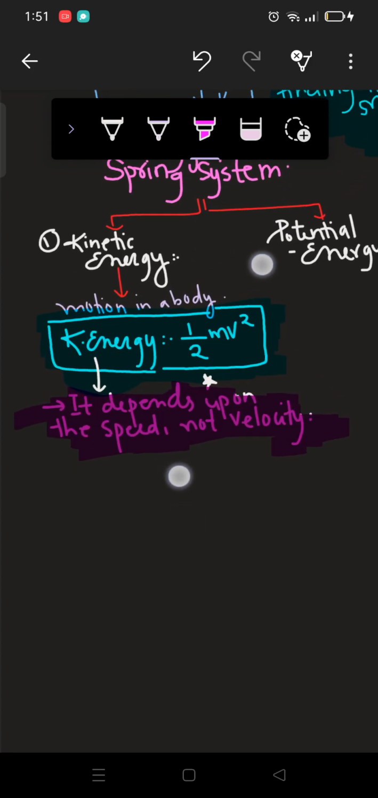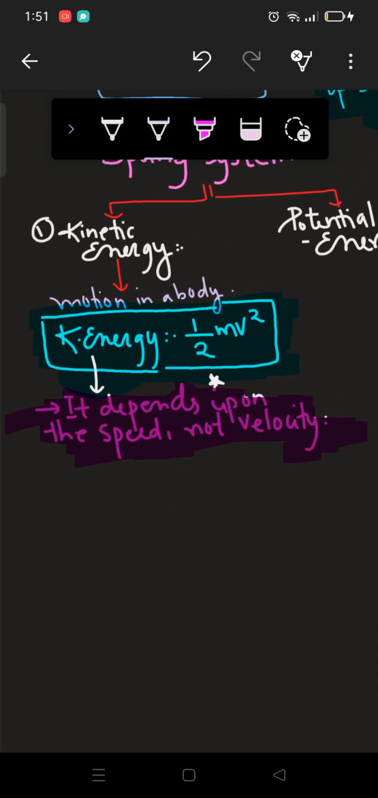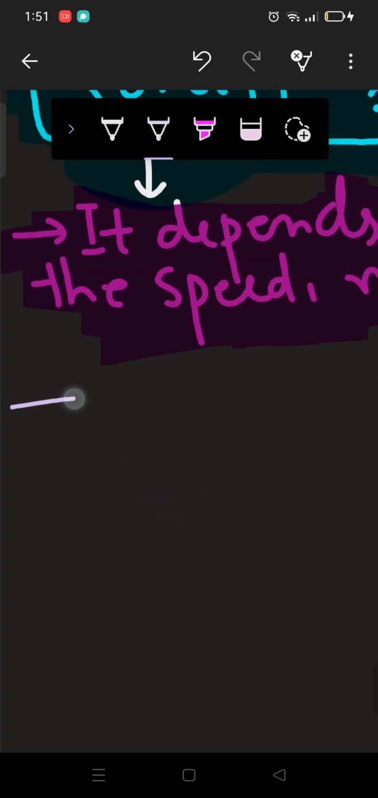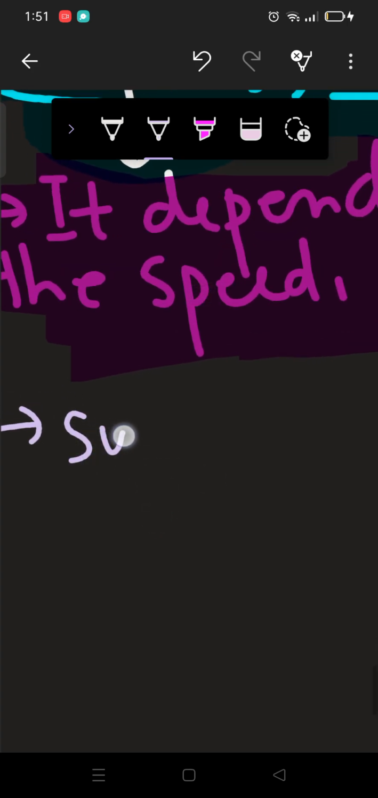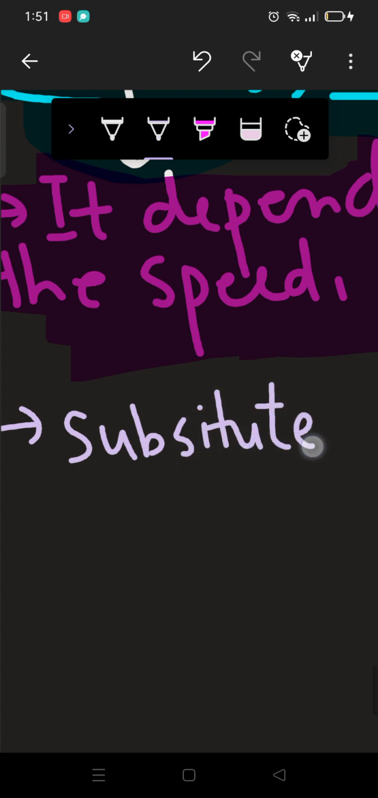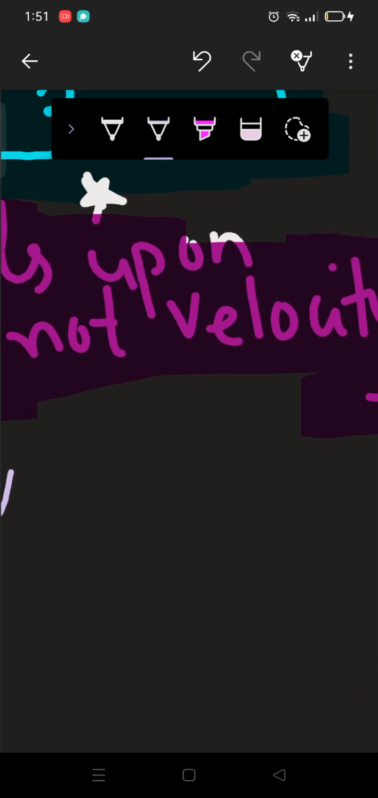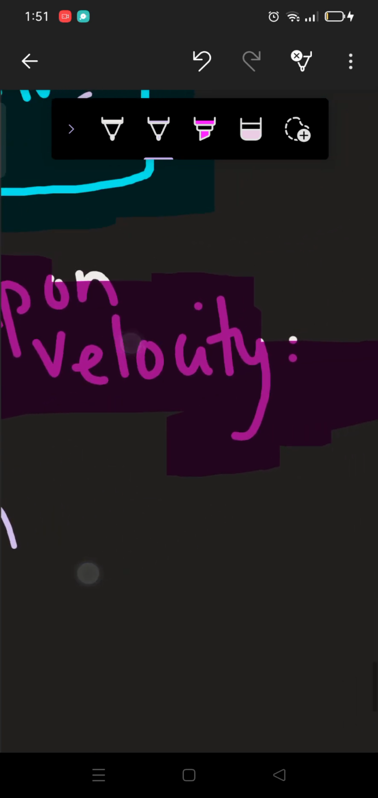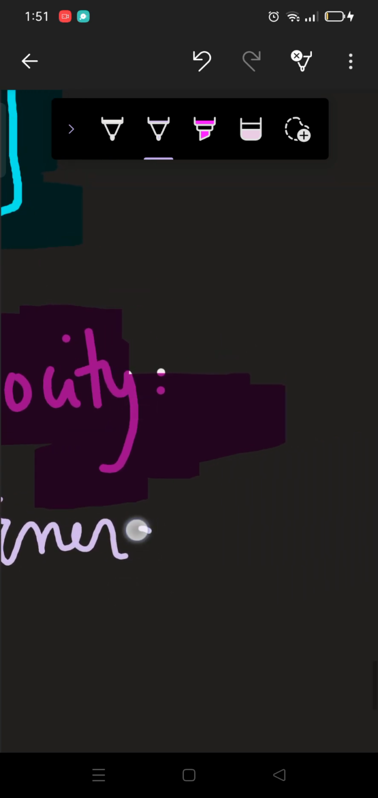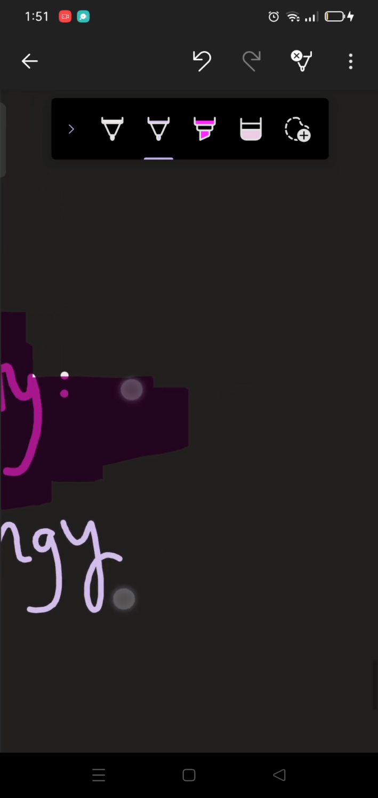Now see, we have already found the velocity of the mass spring system. We just need to substitute the value of the velocity in this general formula. So what we are going to do today, we are going to substitute the value of velocity in the kinetic energy general formula.